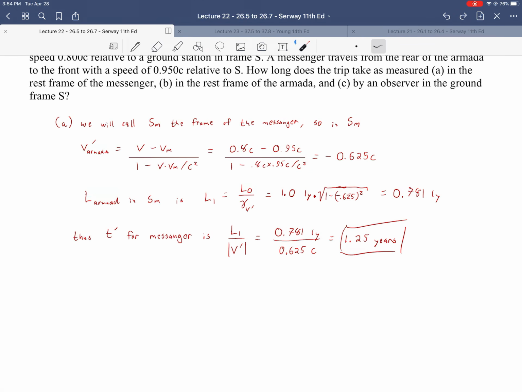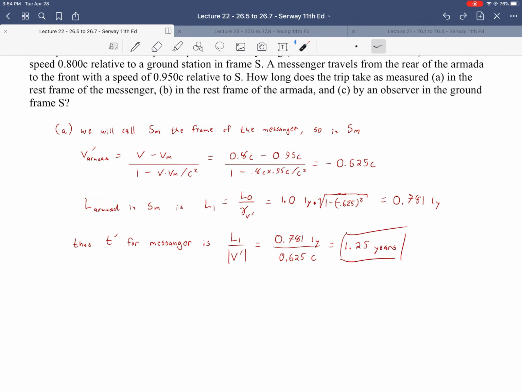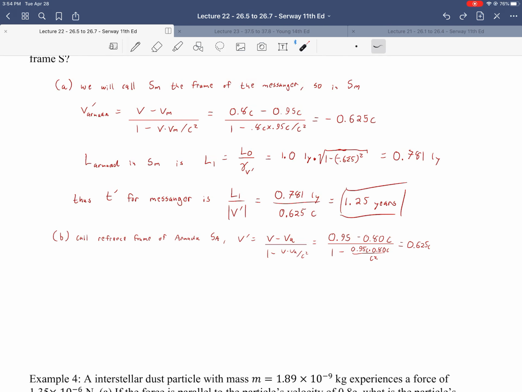Okay, let's continue on because now we want to say, well, how long will it take in the rest frame of the Armada? Should be the same time, right? Because all I'm asking is how long the trip takes. Well, of course not. So call the reference frame of the Armada S_A. Then I'm going to find the velocity of the messenger relative to the Armada. When I do that, I get 0.625.